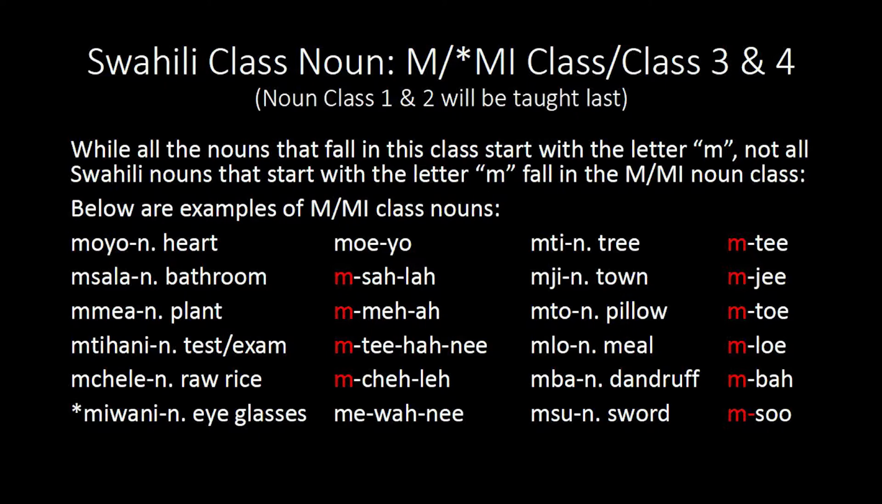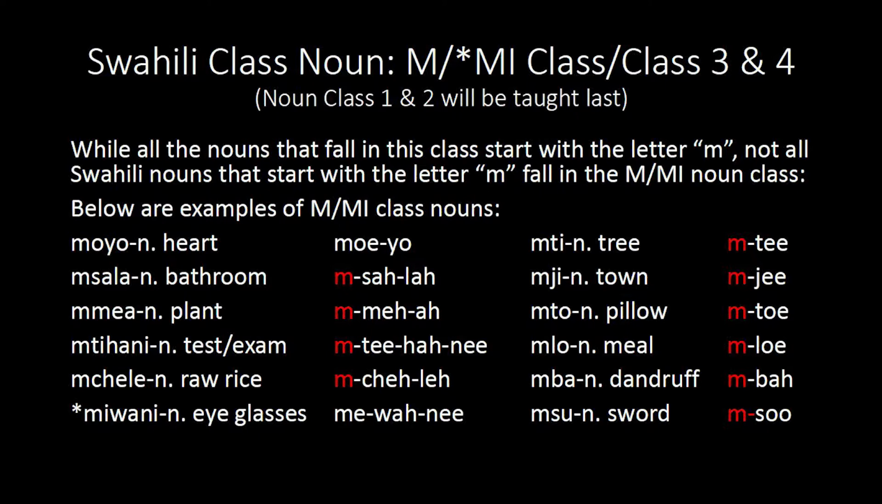So also, all the nouns in this particular me class, or noun class 3 and 4, start with the letter M, but not all Swahili nouns that start with the letter M fall in the me class, right? Because we have at least one other class where many of the words start with the letter M.